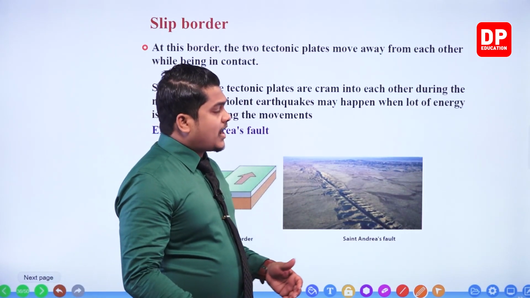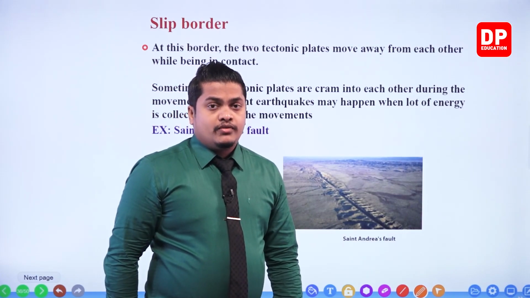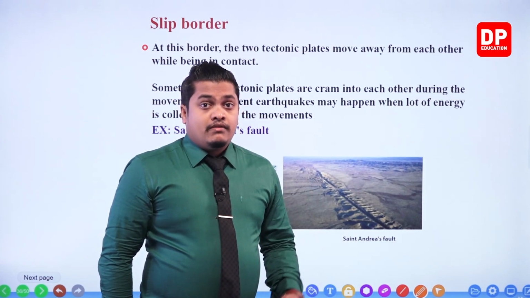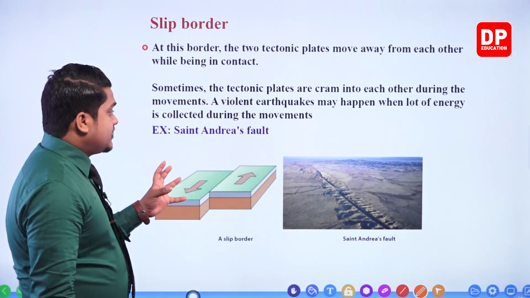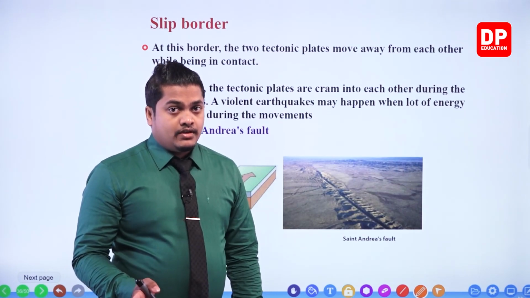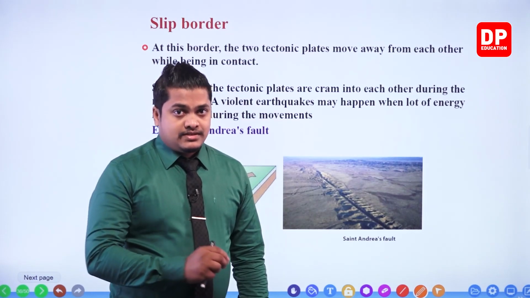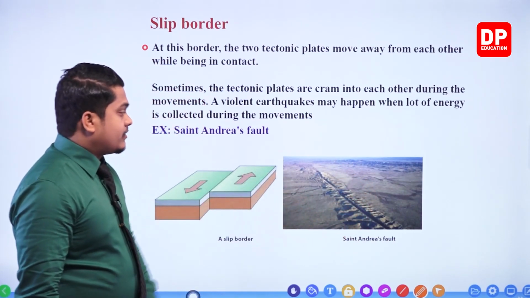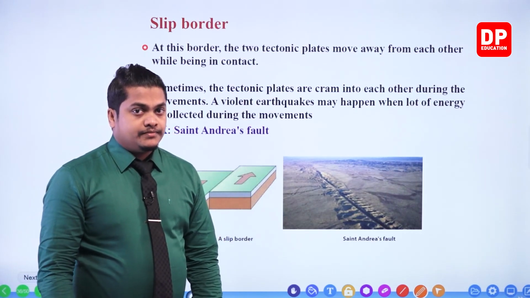So sometimes they will cram into each other and they will slide past each other within the slip border or within the slip movements. In here, my dear children, the areas somewhat closer to the border will face heavy earthquakes. Okay, so the example given is the St. Andreas Fault. Can you remember when I was starting the lesson part, I told you about the St. Andreas Fault? So this is that St. Andreas Fault. You can observe it in the given diagram over here. So it's a good example for slip border movements. Okay, right then.